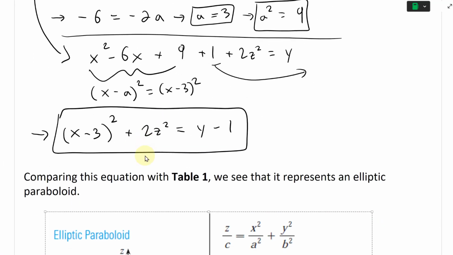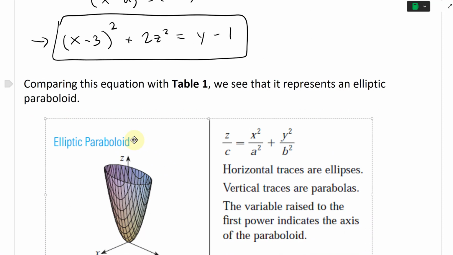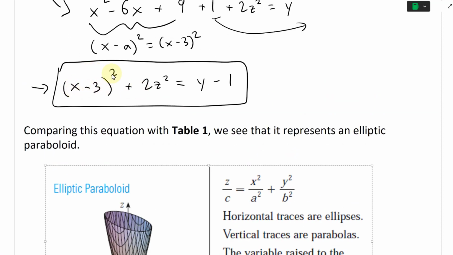Now comparing this equation with table 1, where I copied and pasted that part here, we see that it represents an elliptic paraboloid. So here's the elliptic paraboloid equation: z divided by c equals x squared divided by a squared plus y squared divided by b squared. If we look at that right here, we have this (x minus 3) squared, and then plus 2z squared, and we have y minus 1. The only difference is instead of y squared, we have z squared, and then the y is there.